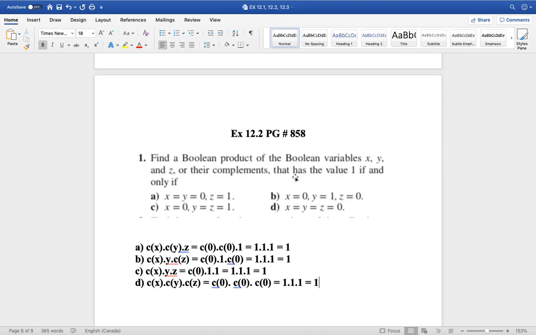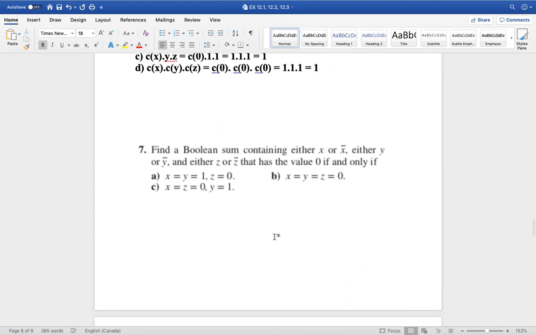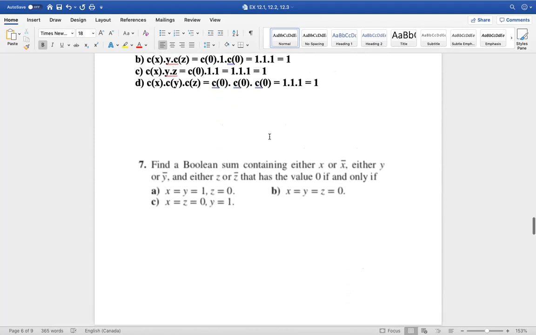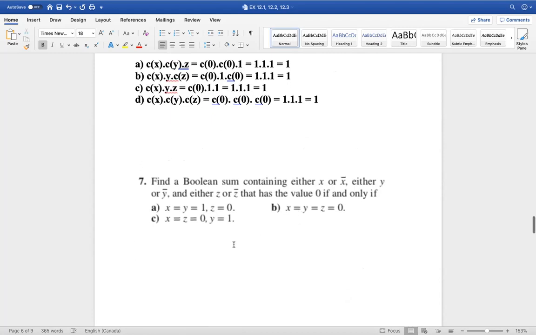All right, no questions. Let's move on to the next question. Question number 7. Previously we had to find a Boolean product. Now we have to find a Boolean sum. In a Boolean sum, we have to make sure that there is at least one 1 in the expression.